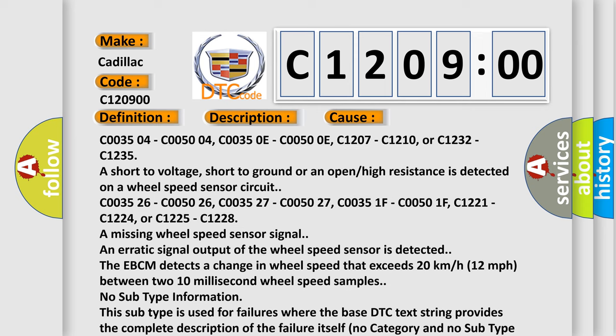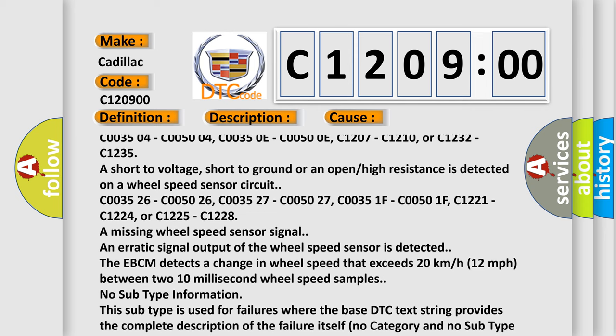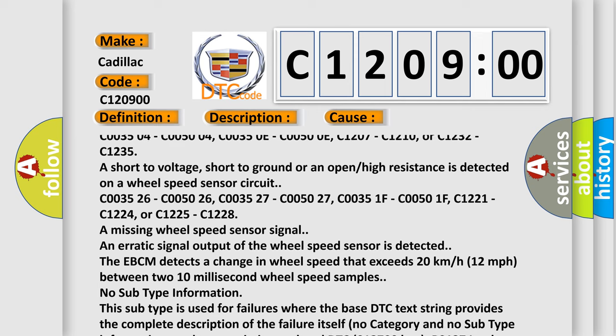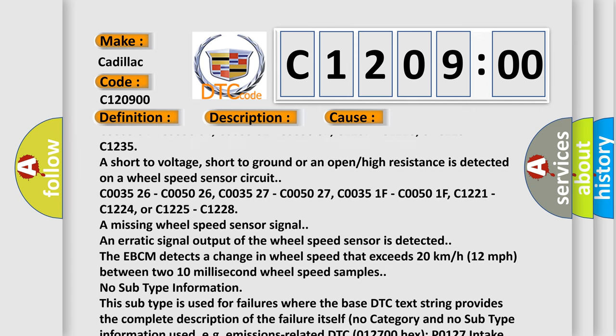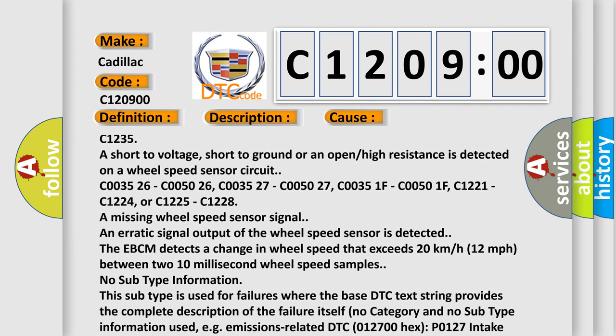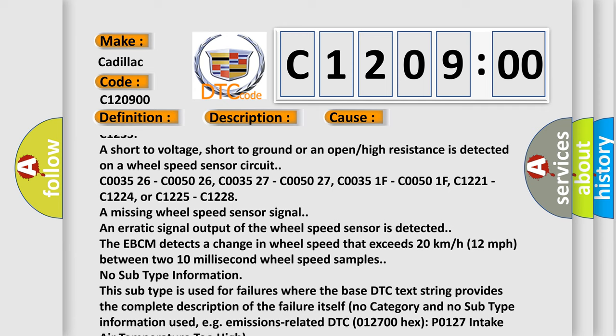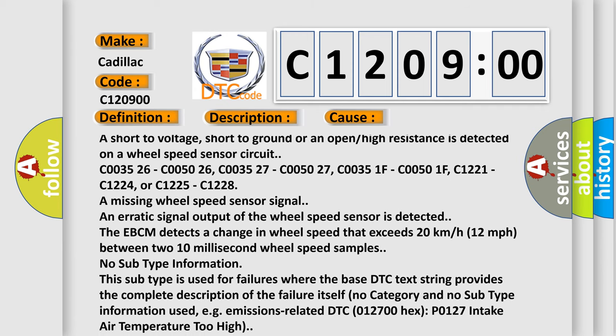C0035-04, C0050-04, C0350-E, C0500-E, C1207, C1210, or C1232, C1235 are short to voltage, short to ground, or an open or high resistance is detected on a wheel speed sensor circuit.